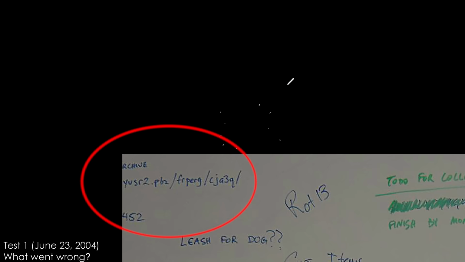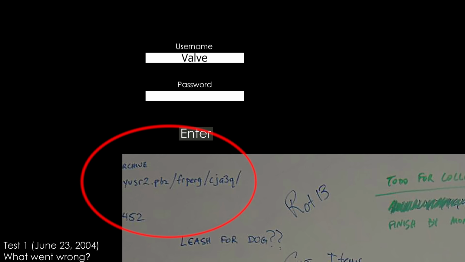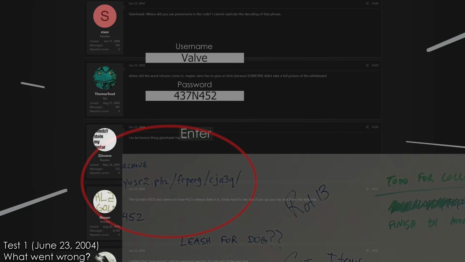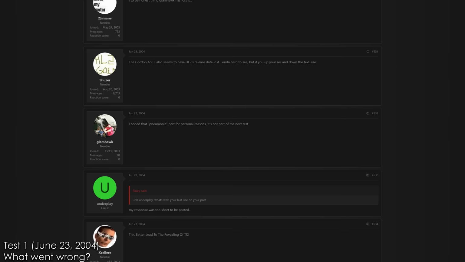It turned out that Lanthanide's suspicions were correct and Merc's original photo had cut off the username and password by mistake. We can see this here as the username was Valve and the password was 437N452. Looking at the whiteboard, just below the website URL, we can see the final three numbers of the password, 452. This task was impossible to complete, but Valve were great enough to offer the details so that those who continue to study every aspect of the whiteboard for clues could finally find relief from this impossible task.